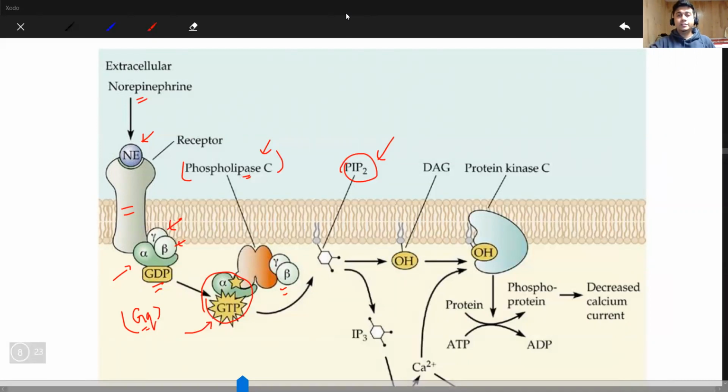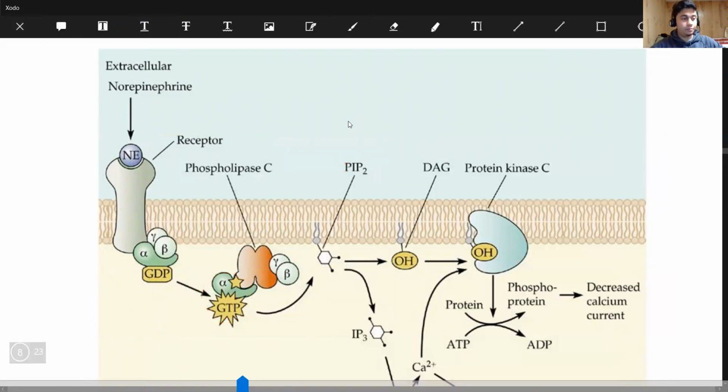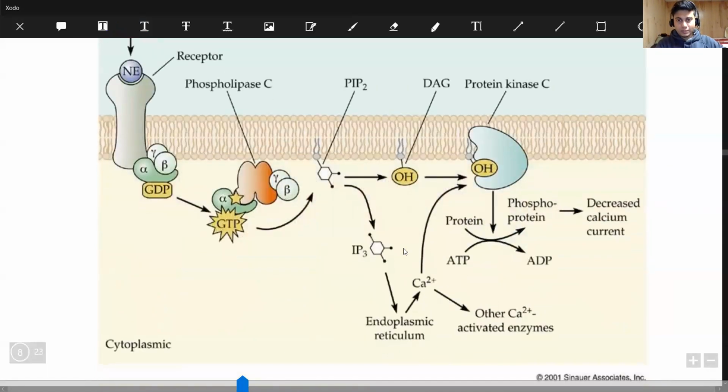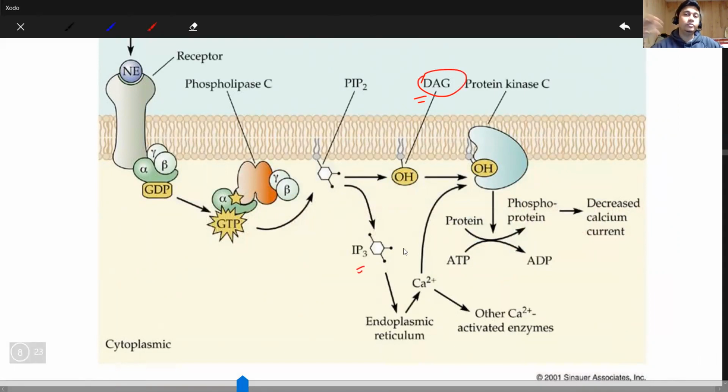So here you see that this phospholipase C works on another component of the cell membrane that is called PIP2, phosphatidylinositol diphosphate. When it works on this PIP2, it converts the PIP2 into two components. One is diacylglycerol, and another is IP3. Now, this diacylglycerol and IP3 have different activities.